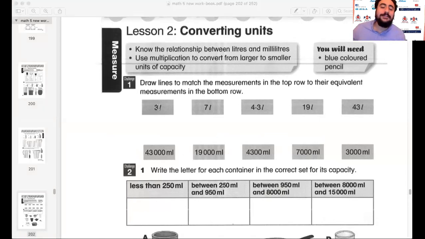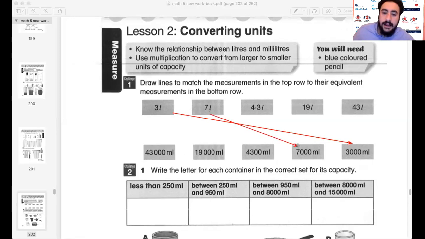Okay, good afternoon, Hala. 3 liters, draw a line. 3 liters equals which one? 3,000 milliliters. Yeah, 3,000. So it's going to be this one. Okay, what about 7 liters? Yeah, Hala. 7 liters will be 7,000 milliliters.